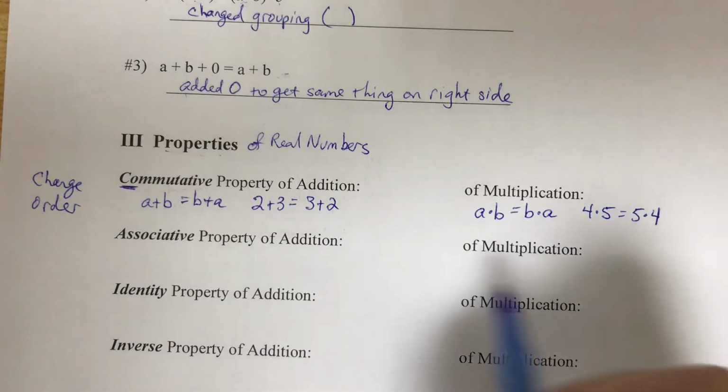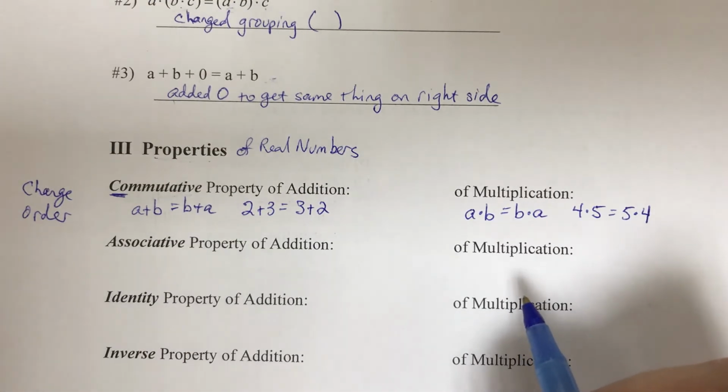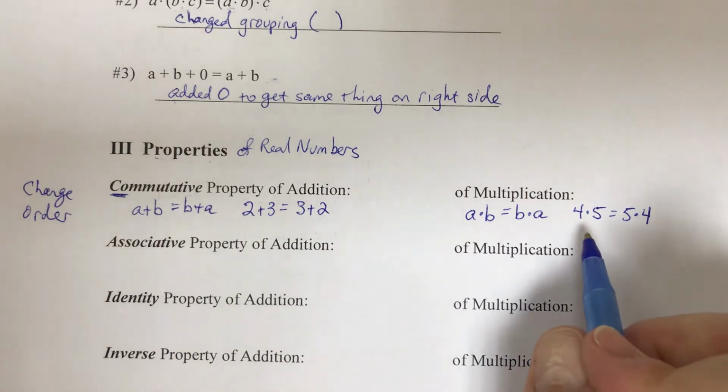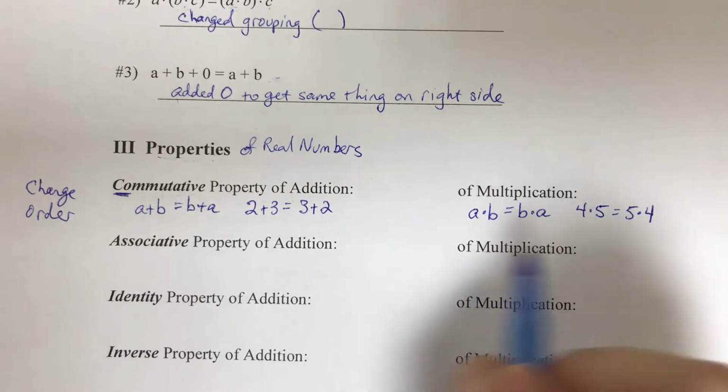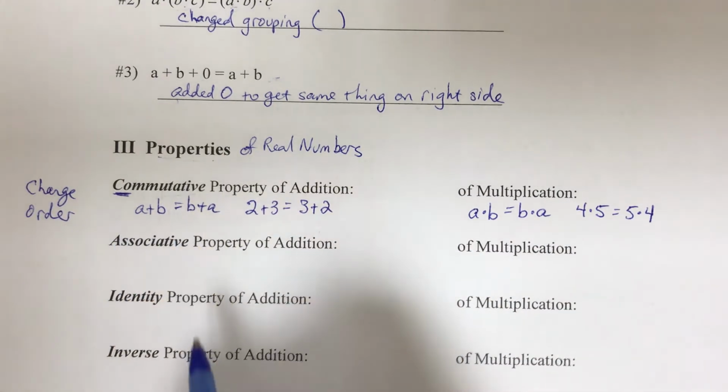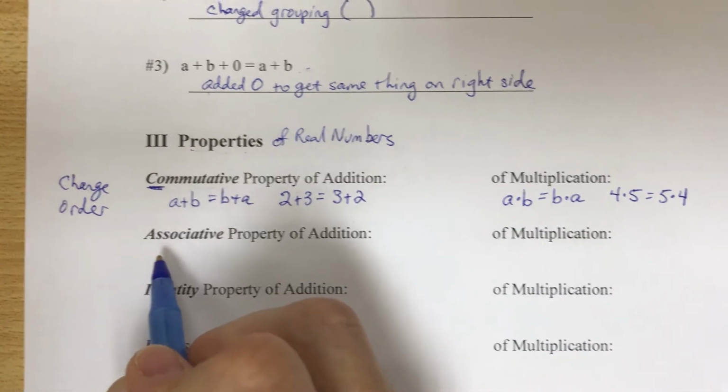Okay, and again, we do this all the time, but we don't necessarily think about it. But there is a name that tells me that I'm allowed to do this, and it's called the commutative property. The next one is called associative property.